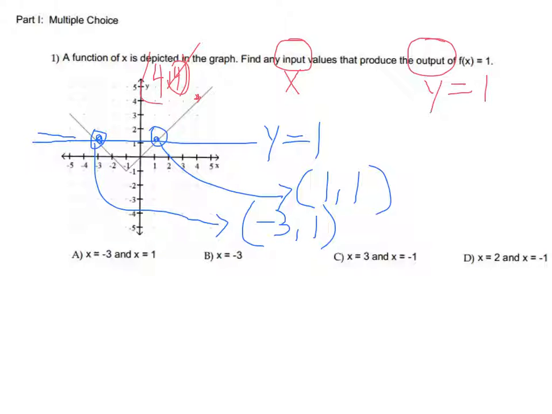Now the question is a function of x, f of x, okay, find any input values, find any x values. Here we have our x values of the 2 points where y equals 1. So our answer should be x equals 1 and -3, the x values of those 2 points. And that is how you solve this problem.